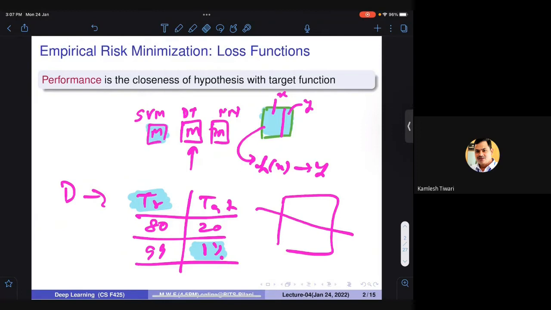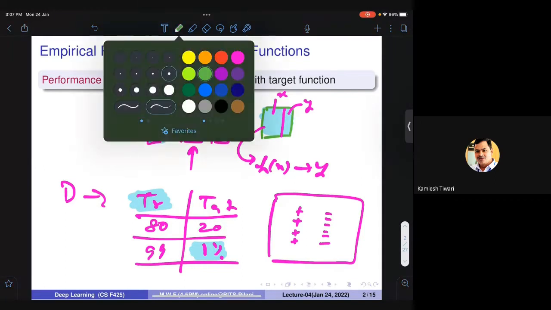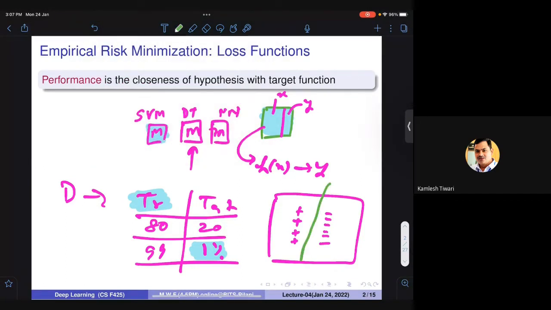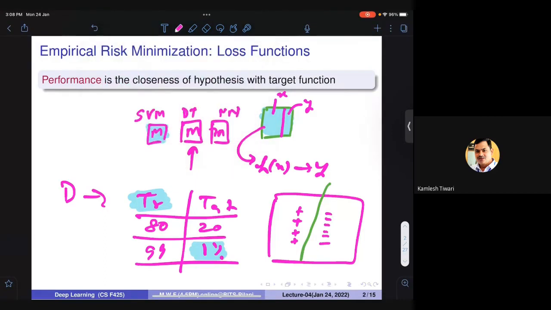Let me just quickly give you an example. For example, let's assume that here are the positive things and here are the negative things. Can you develop a model? You can say that, sir, this data is very easy, I can draw a line like this. Yes, because this data was linearly separable. But if I say that the data is like this, here are a few negative points and here are a few positive points, can you now draw the line? The answer is no. Now you cannot draw the line.